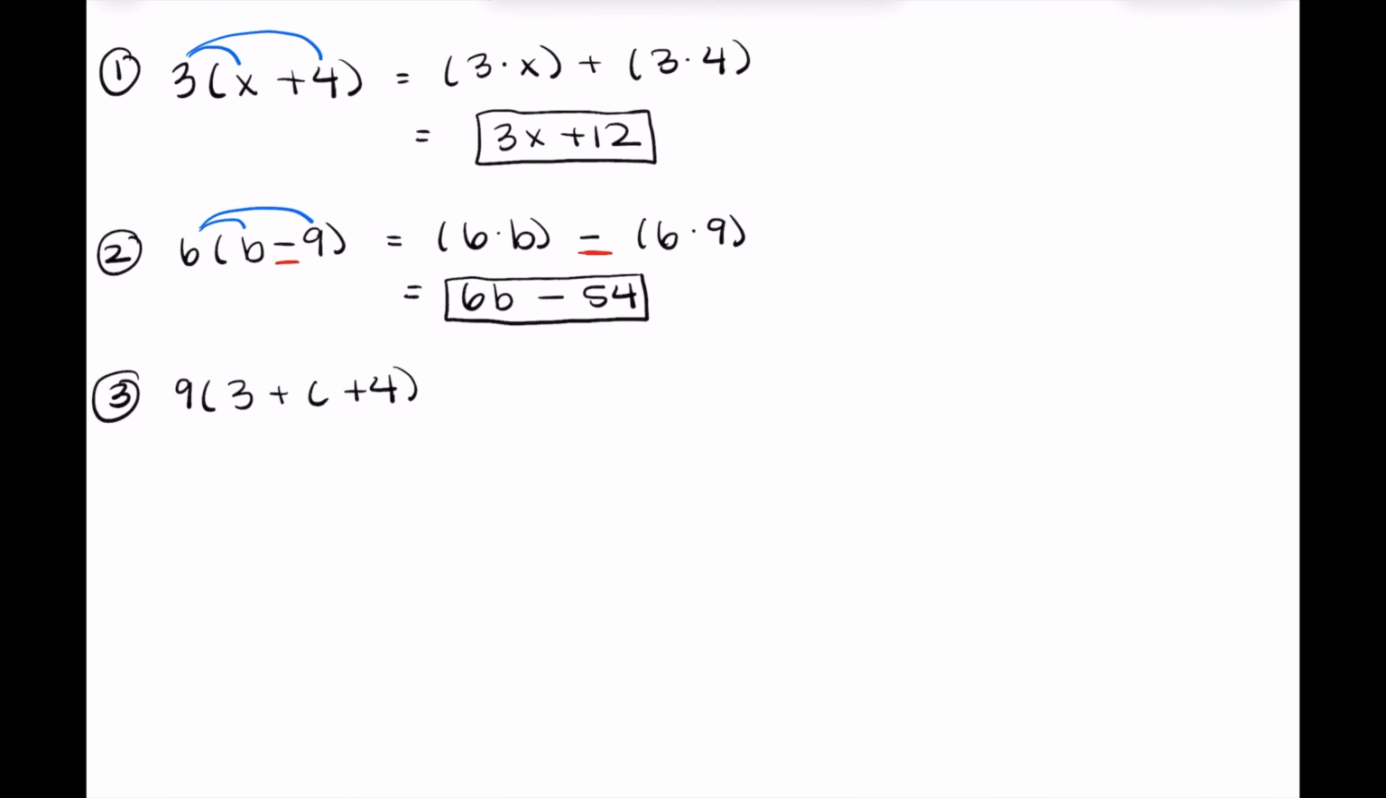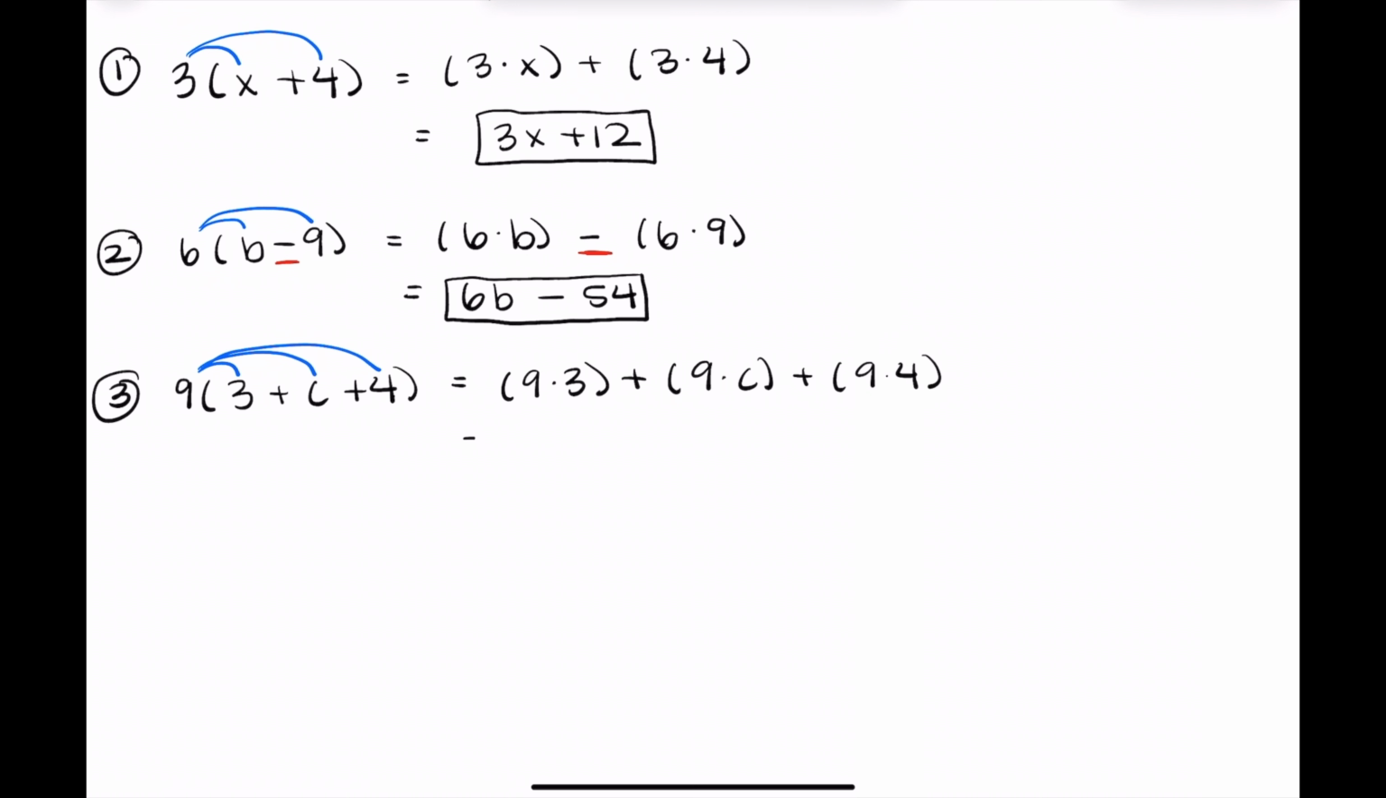For number 3, we have 9 times the quantity 3 plus c plus 4. You guessed it, same thing here. We're just going to distribute that 9 to the 3, 9 to the c, and 9 to the 4. So we would have 9 times 3 plus 9 times c plus 9 times 4. We know that 9 times 3 gives us 27, 9 times c just gives us 9c, and 9 times 4 gives us 36.